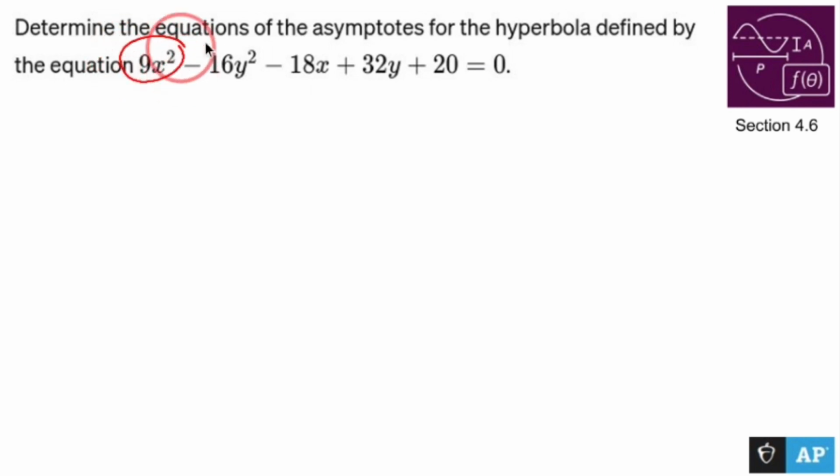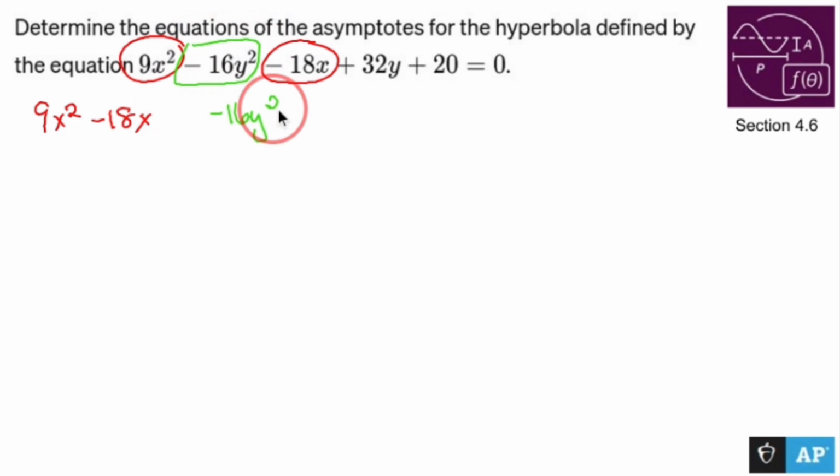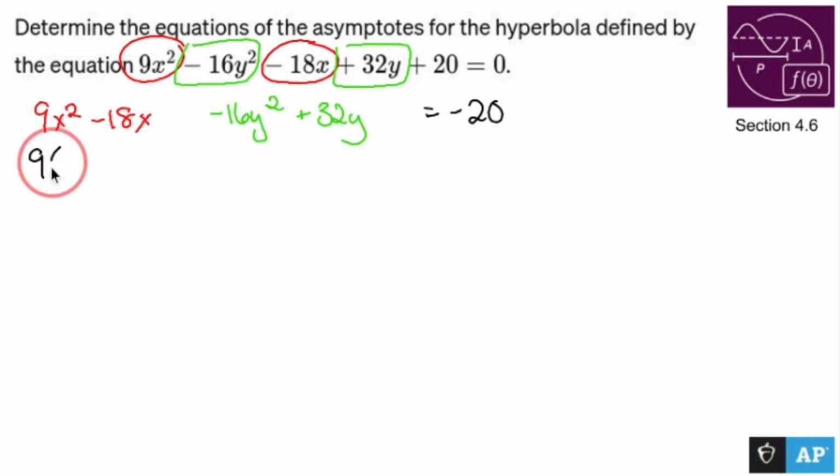Group your x's first, because that's just what we do. 9x^2 - 18x. Group your y's, so -16y^2 + 32y. And let's subtract 20 from both sides, equals -20. Okay, now the first thing that we're going to do in order to make it look like a parentheses over a number is we're going to factor out the 9. So factor out the 9, that leaves you with x^2 - 2x.